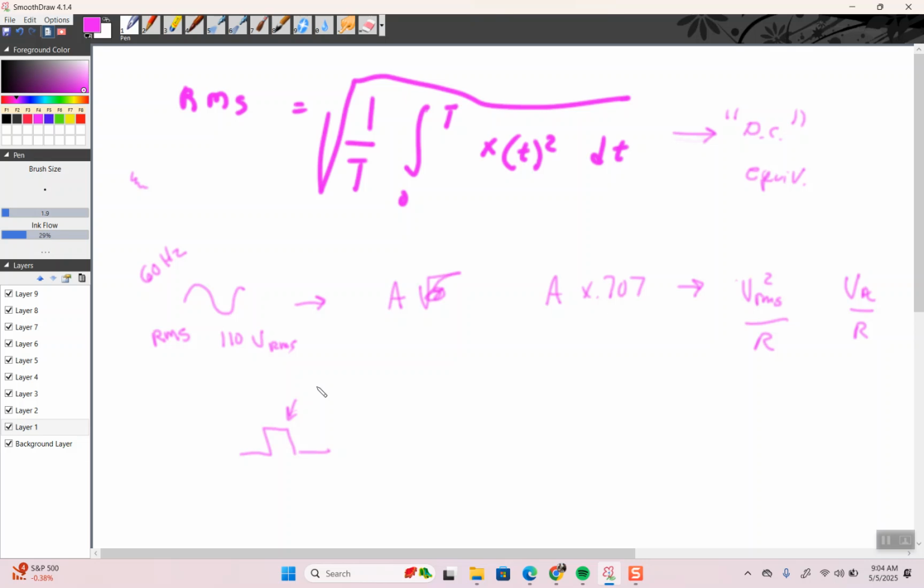So you can find the amplitude. You can use LTspice, right? Okay.